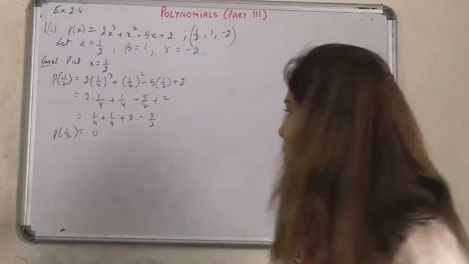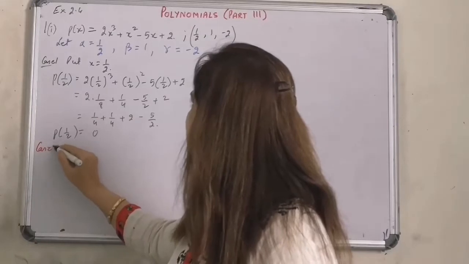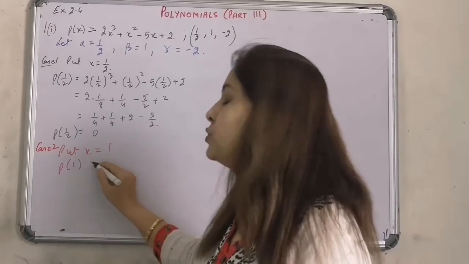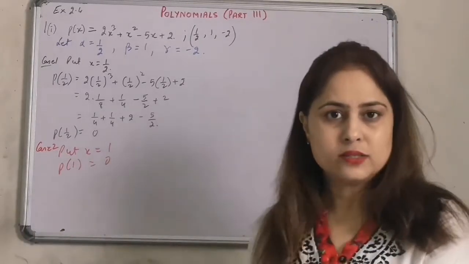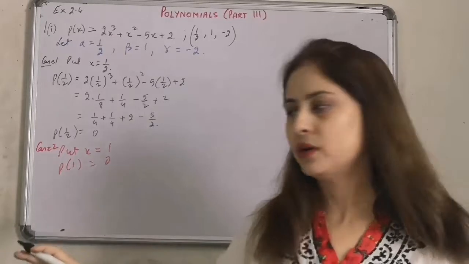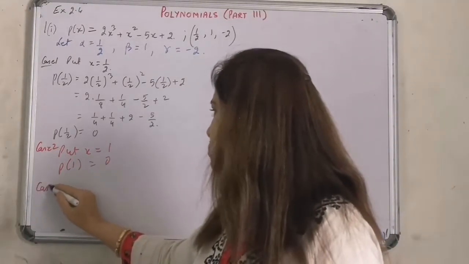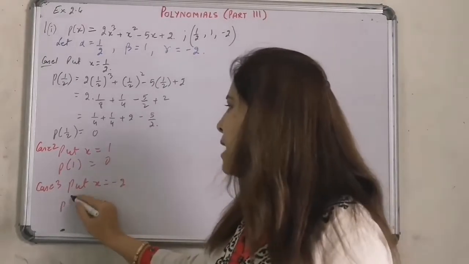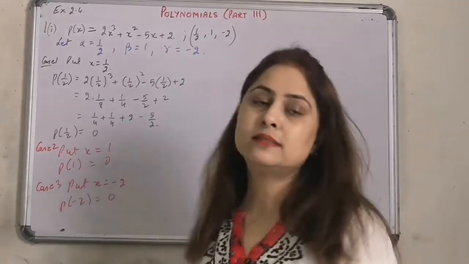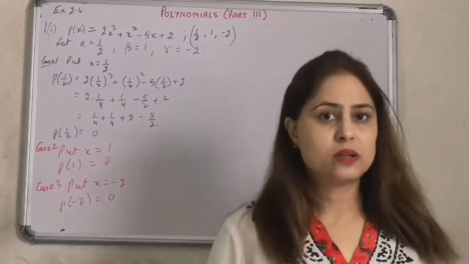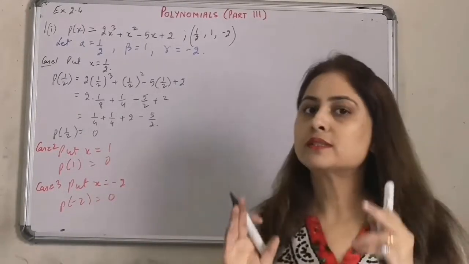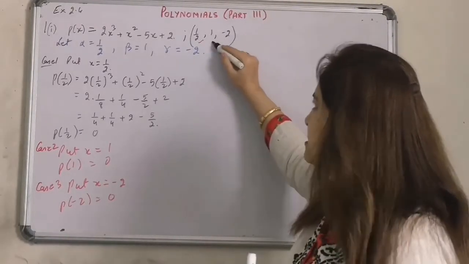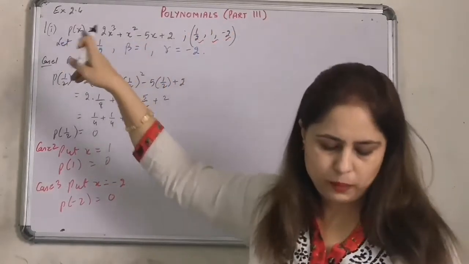Likewise, case 2, you will put x is equal to 1 and make sure that p(1) turns out to be 0. And if p(1) turns out to be 0, it means 1 is again a zero of the polynomial. Case 3, put x is equal to minus 2. And if p(-2) turns out to be 0, it means minus 2 is a zero of the polynomial again. This was the first part of the question where we were supposed to verify that these numbers are the zeros of the given cubic polynomial.